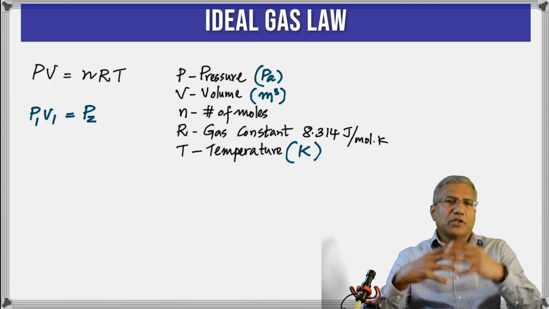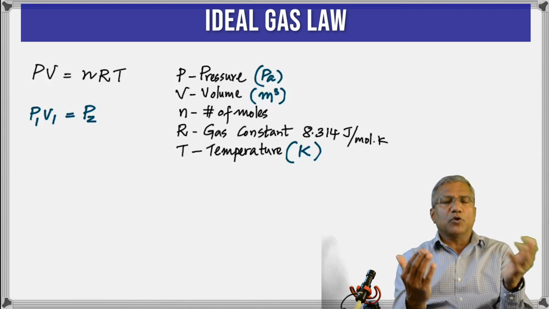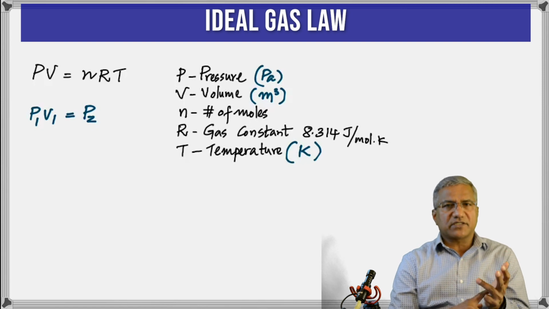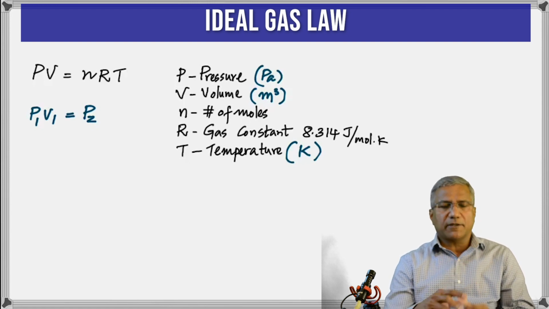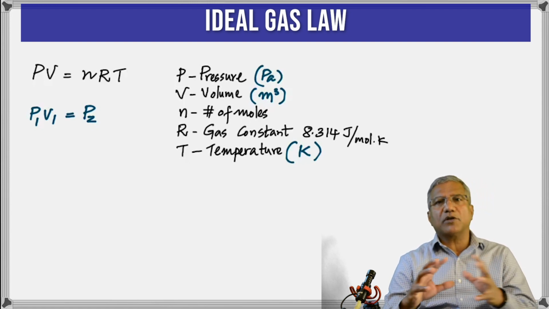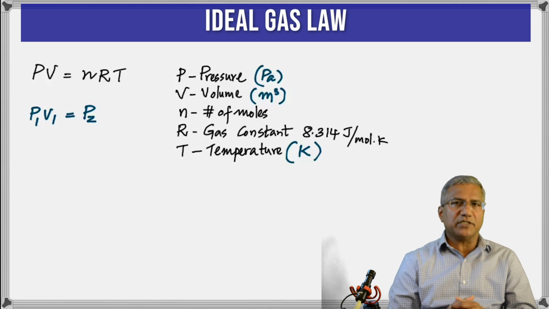So if you don't allow the gas to escape or more gas to come in, then you have fixed the number of moles. R is a constant anyway, T, if you fix that, then you can use P1V1 is equal to P2V2.